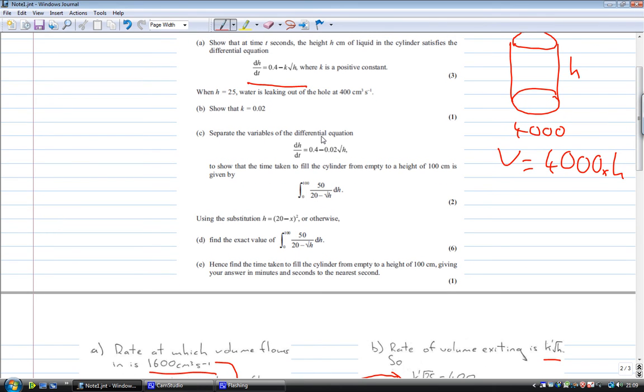Quite standard with differential equations: you find your physical phenomenon, you find the differential equation that models it, and then you integrate it to start getting answers out of it. That's what this next question is telling us to do. It's telling us basically to separate the variables and integrate this equation.